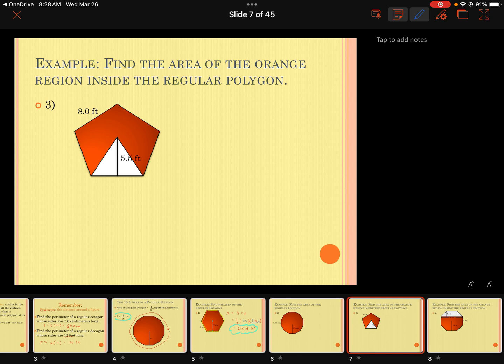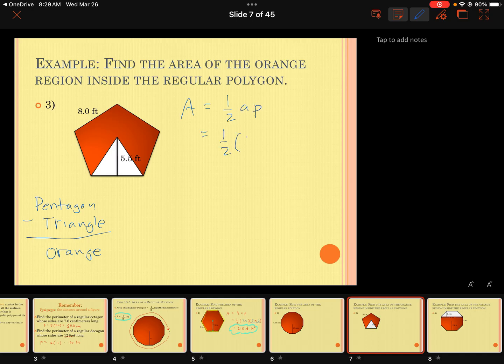This next one we'll work through. We might not do a lot of these, but we are going to do some of them. This time we're going to find the area of the orange region. So notice how the orange region is a shape, but it's not a regular polygon. But the entire thing is, so let's find the area of the pentagon. And we're going to subtract away from it the area of the triangle. And that'll give us the area of the orange. That's our plan.